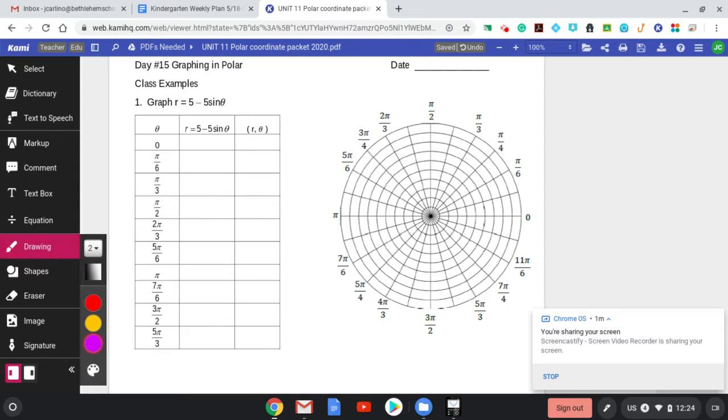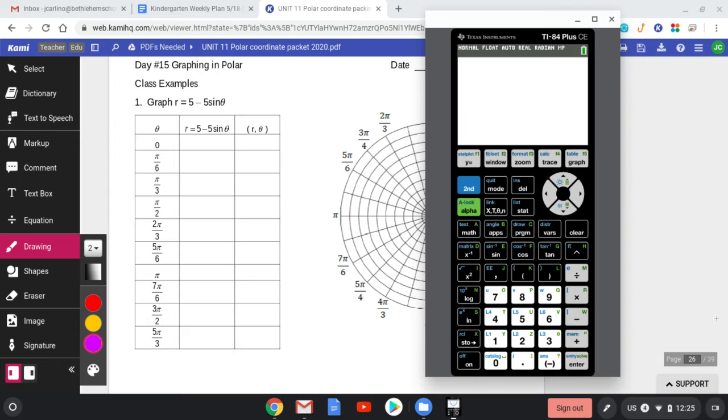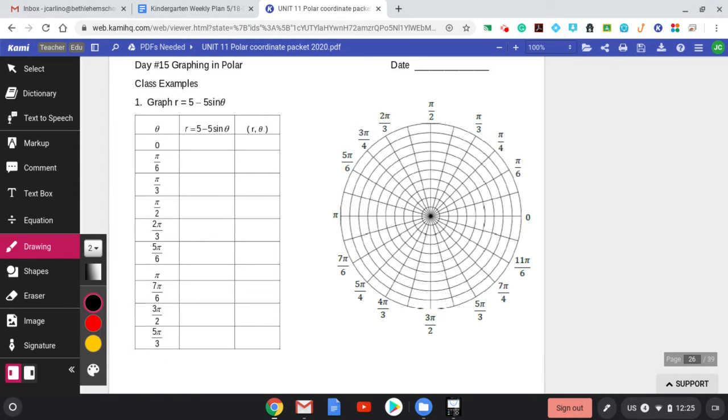All right, so let's go through a little review again. Calculator time, make sure it's in radian mode, please. Please make sure your mode is in radians. Okay, so here we go. Let's plug in 0 to our equation. So we have 5 minus 5 sine of 0, and that comes out to be 5. So I'm going to plug a 5 in here. That means it's going to be 5 comma 0, which would be 1, 2, 3, 4, 5 right there. 5 units away on 0.